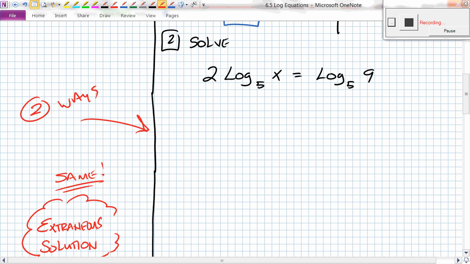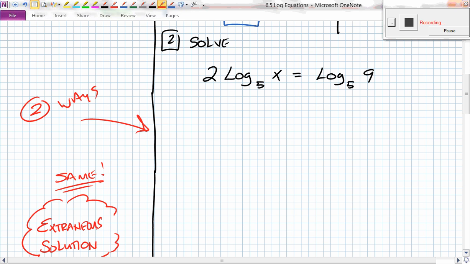I've got 2 times the log base 5 of x is equal to log base 5 of 9. Okay, first things first. What do you notice that's different about the first one that we did? There's logs on both sides. What else? There's a coefficient in front. There's a 2 in front. All your answers are correct. Yes, sir. They do have the same base. That's good news for us.